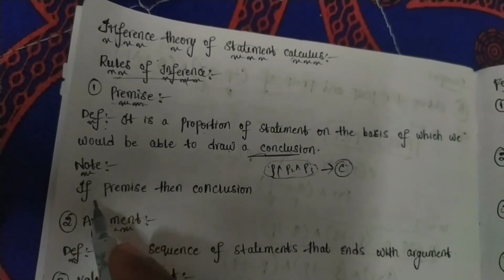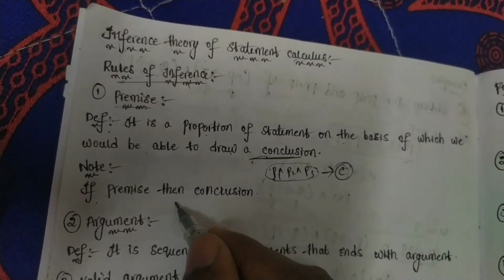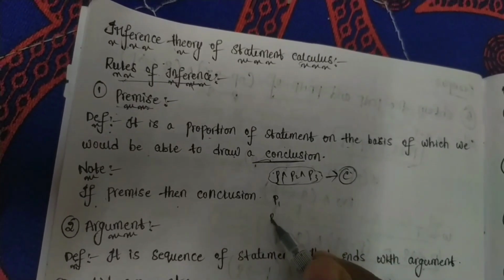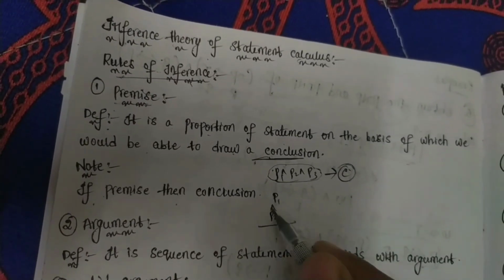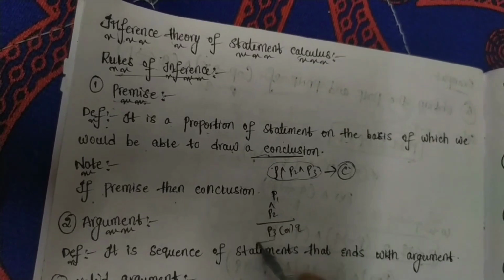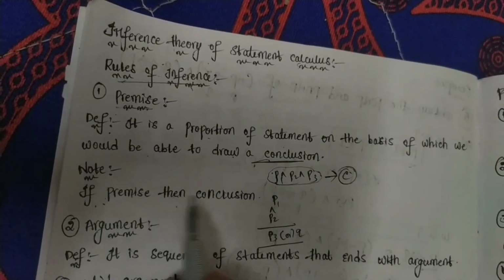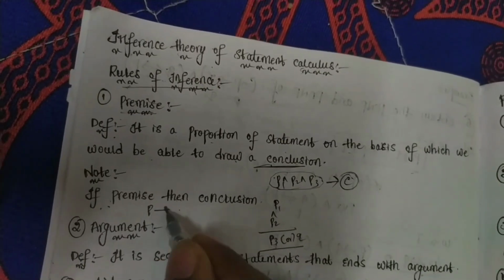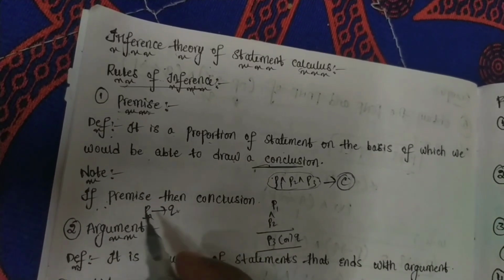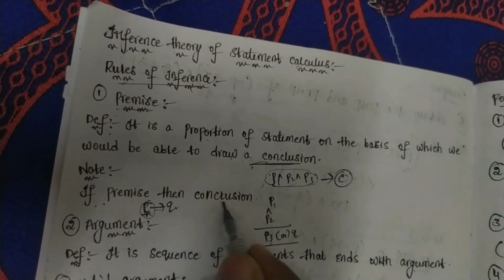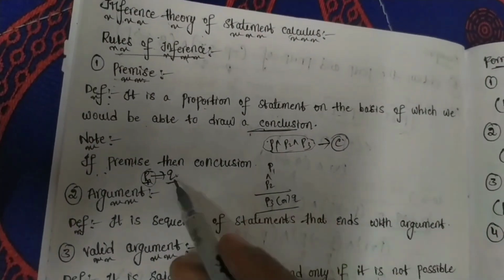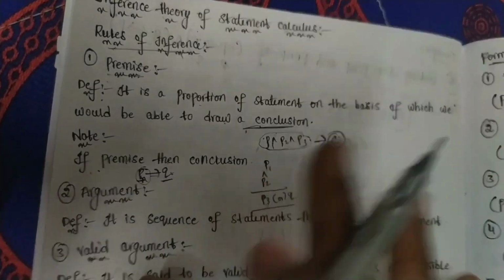Here have a note: if premise then conclusion, like this only. Here P1 is a premise and P2 is a premise. In between these premises we place AND, and we draw a conclusion, that is P3 or Q. If premises then conclusion, that is P1 and P2 and up to Pn implies Q. All the set of premises then conclusion, that is Q. I will explain this with an example, then you can understand clearly.